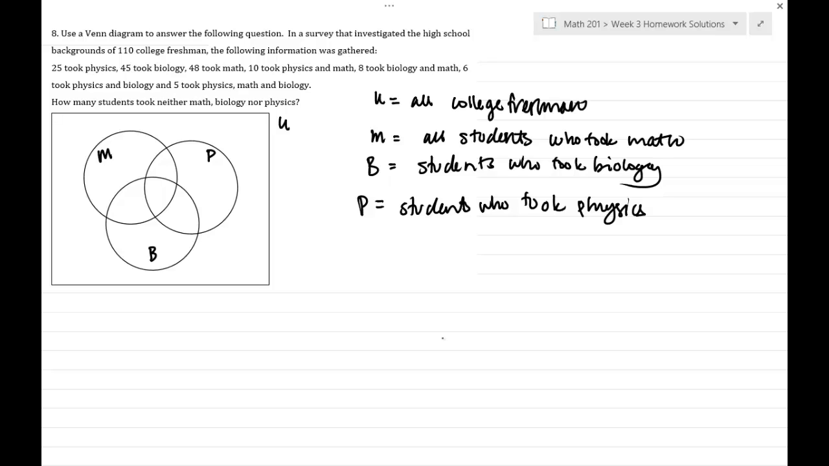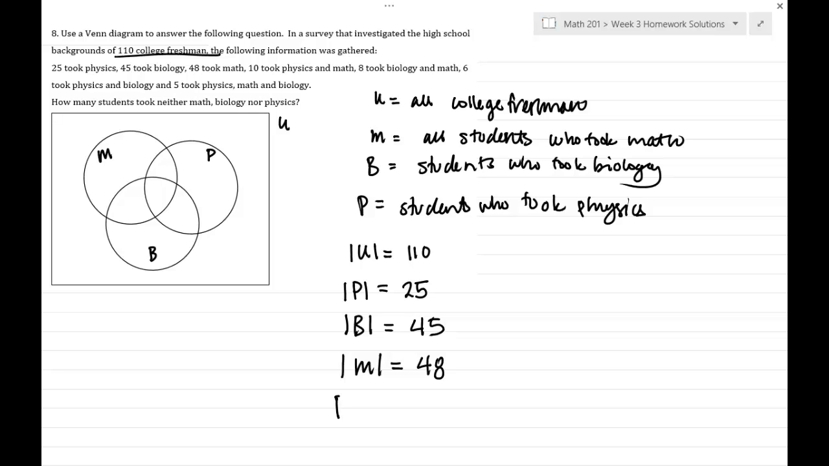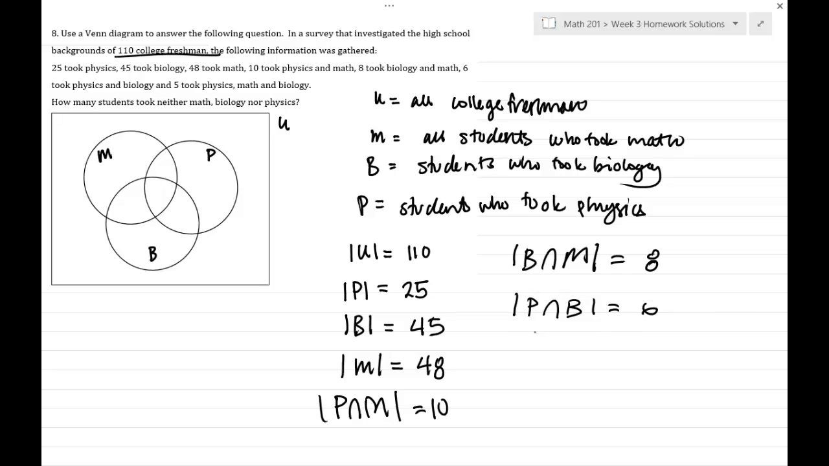Okay, and let's see, now we know some things about the cardinality of these sets. So let's just go ahead and break down the information we know in terms of cardinality. We know we have 110 college freshmen, so the cardinality of the universal set is 110. I know that 25 took physics, so the cardinality of the set containing students who took physics is 25. The cardinality of students who took biology is 45. The cardinality of students who took math is 48. The cardinality of students who took physics and math is 10, it looks like. And the cardinality of students who took biology and math is 8. The cardinality of physics and biology is 6. And the cardinality of physics, math, and biology is 5.